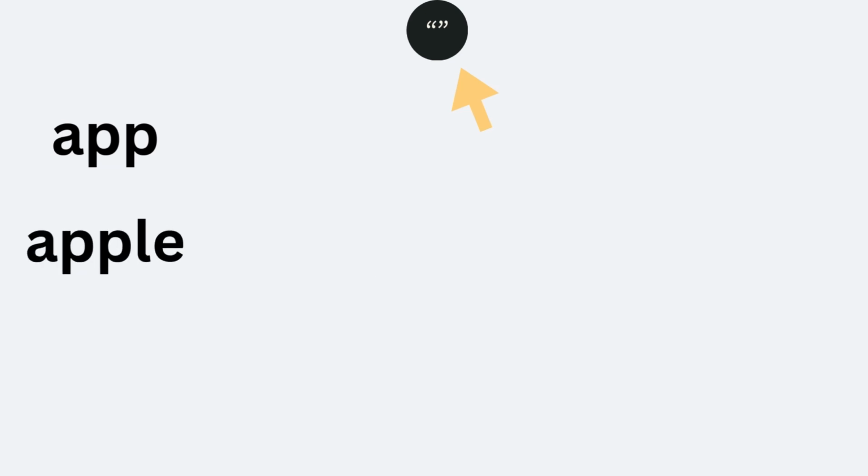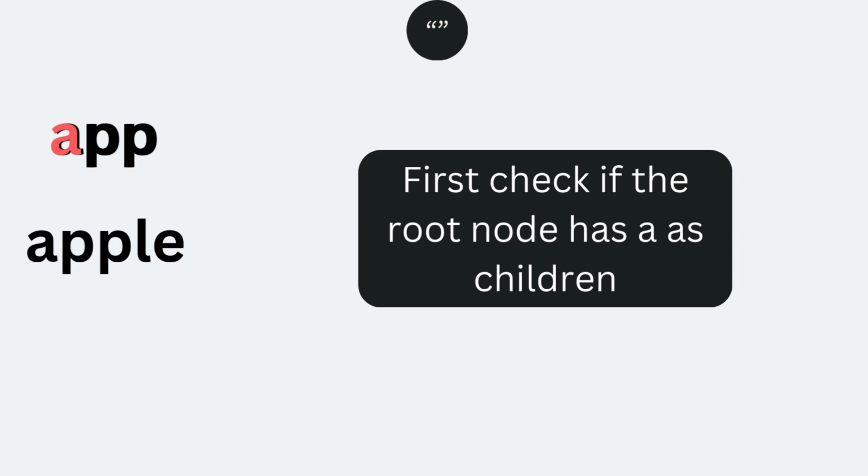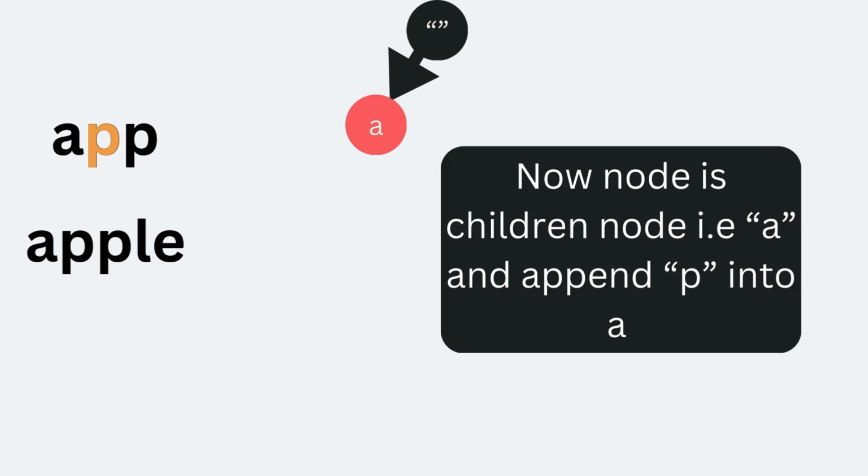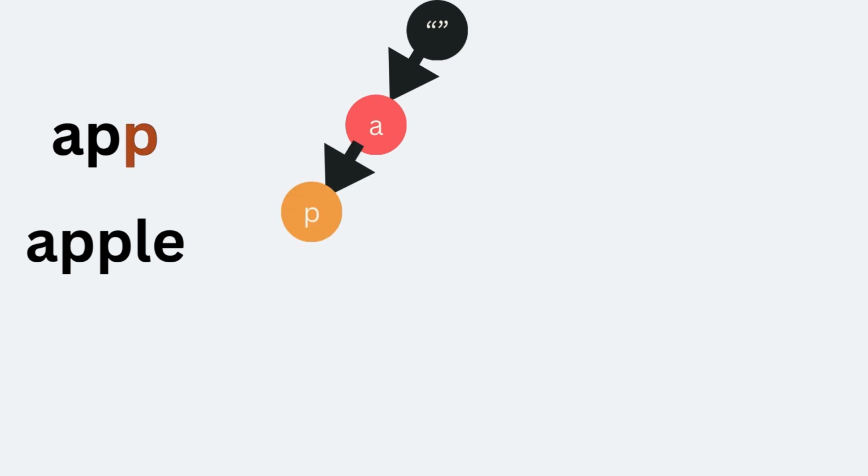Now first check if the root node has a as a child. No. Then append a to the root node. Now after this, the current node is the child node, that is a. Now append p to it. Similarly p. Next p.